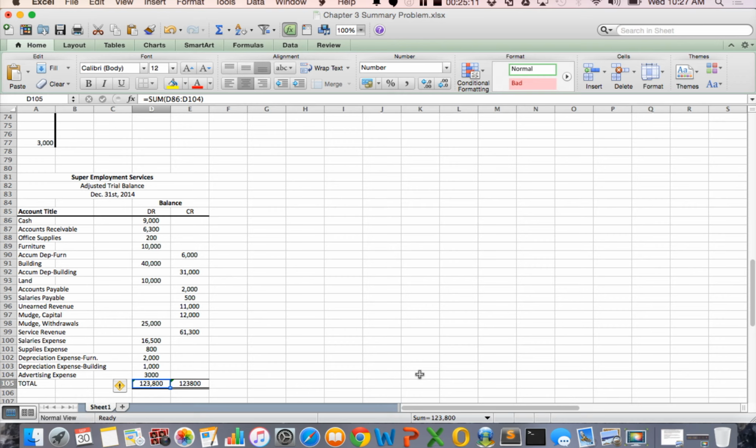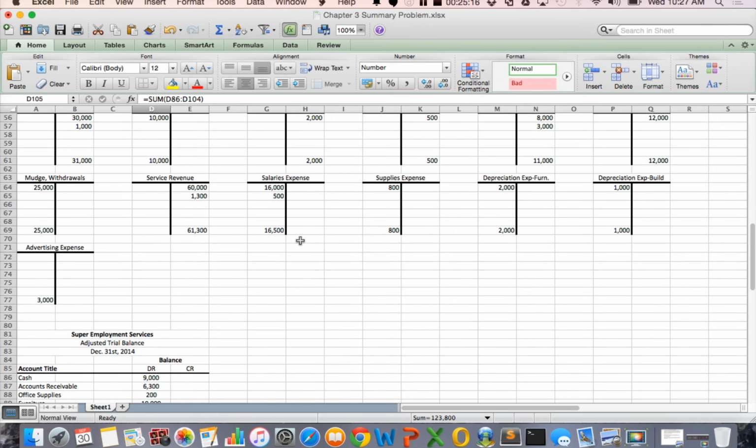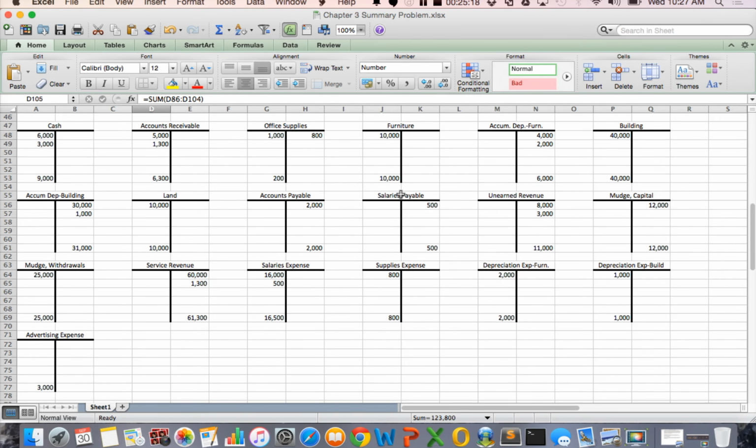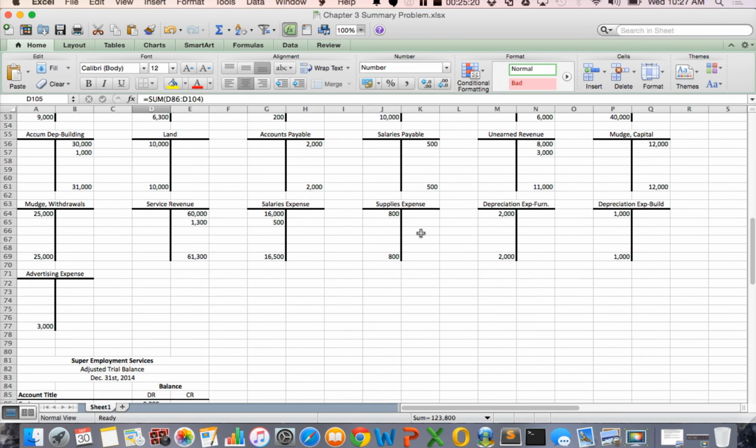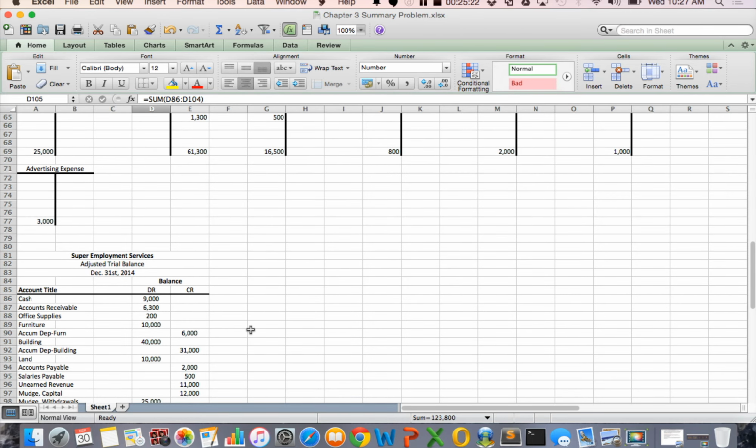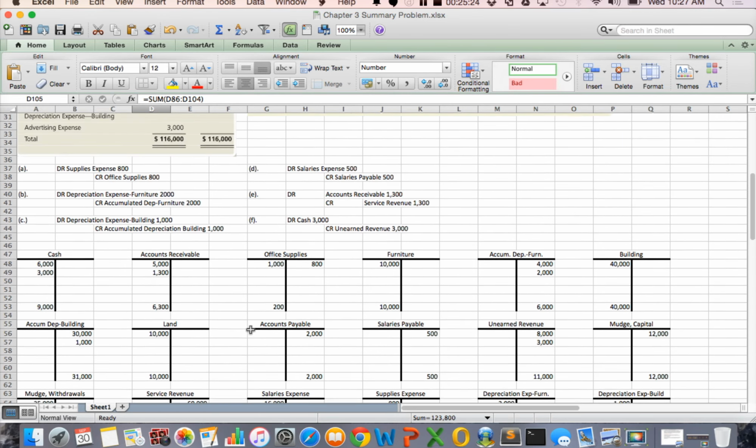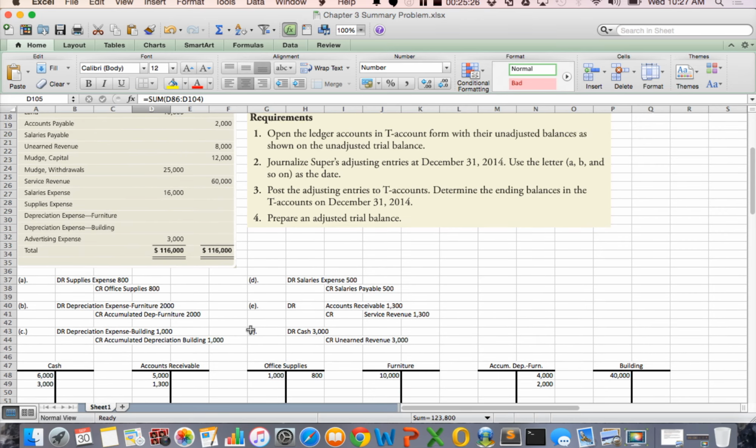Any question as to how I went from step 3 to 4? Taking all these totals here, putting them on the adjusted trial balance. Any questions overall on how I did any of this?